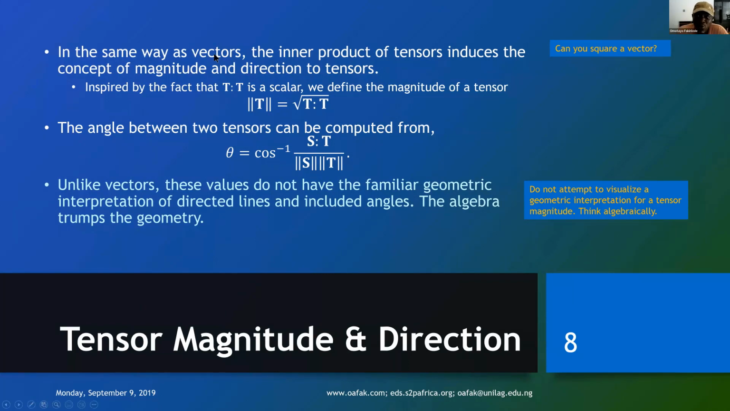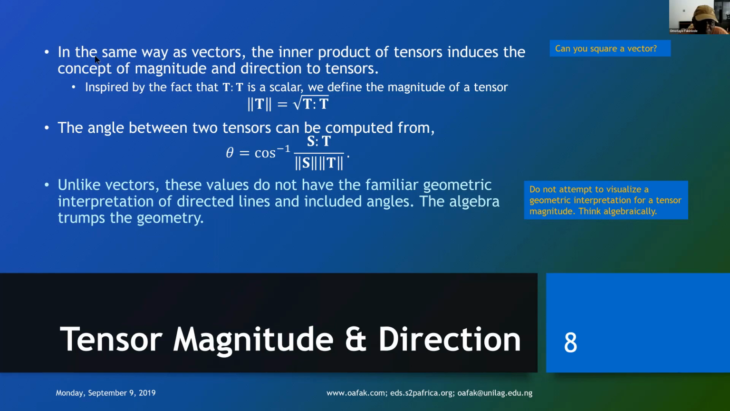You can also square a tensor. If you square a tensor, it is the inner product of the tensor with itself. And the square root of that is the magnitude of that tensor. So you can square a vector, you can square a tensor. The square of a vector is the scalar product of the vector with itself. The square of a tensor is the scalar product of the tensor with itself.